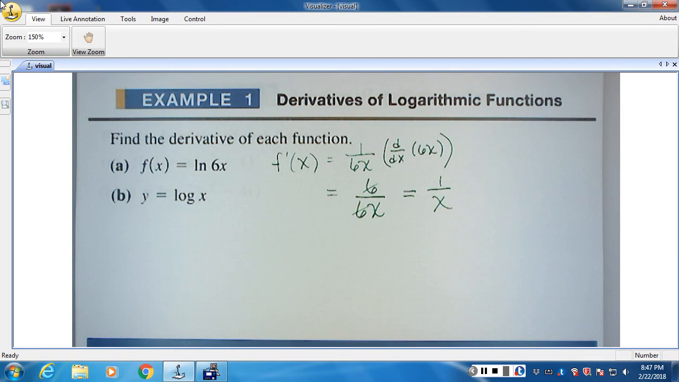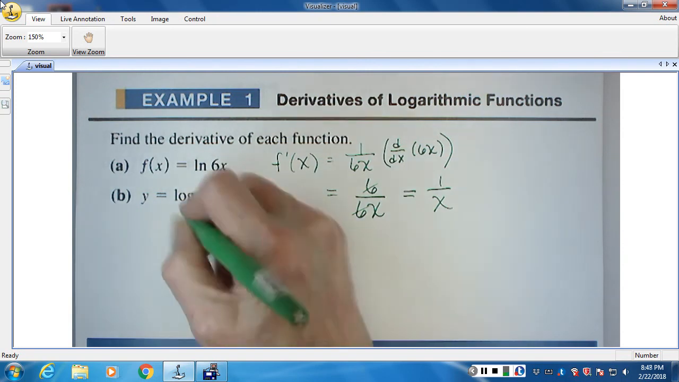Because base 10 are the only ones we ever use in the real world. I don't know, I've never run across an application yet in all the work I've done that would ask me about a base 3 logarithm. I've never needed to know that. So these are base 10 logs. That's the one where you don't see anything but log. That's assumed to be 10. So that means that when I do this derivative, that's going to be 1 over x times the natural log of 10.